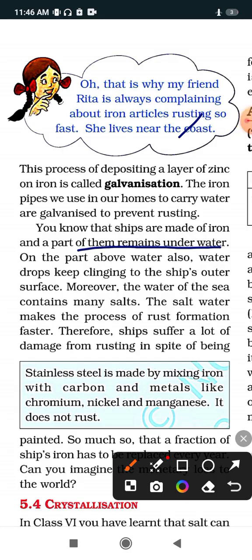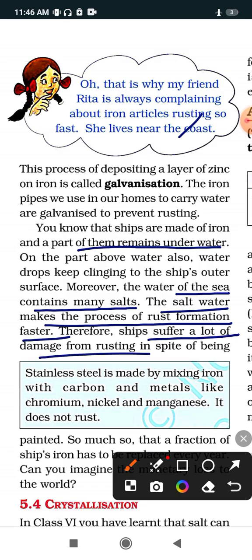Okay. So you know that ships are made of iron and part of them is underwater, so there is a chance to rust. On the part above the water also, water drops keep clinging to the ship's outer surface. The water of the sea contains a lot of salt. The salt water makes the process of rust formation faster. The ships suffer a lot of damage from rusting, because the sea water contains much salt, which increases the rusting. That's why they suffer severe loss.